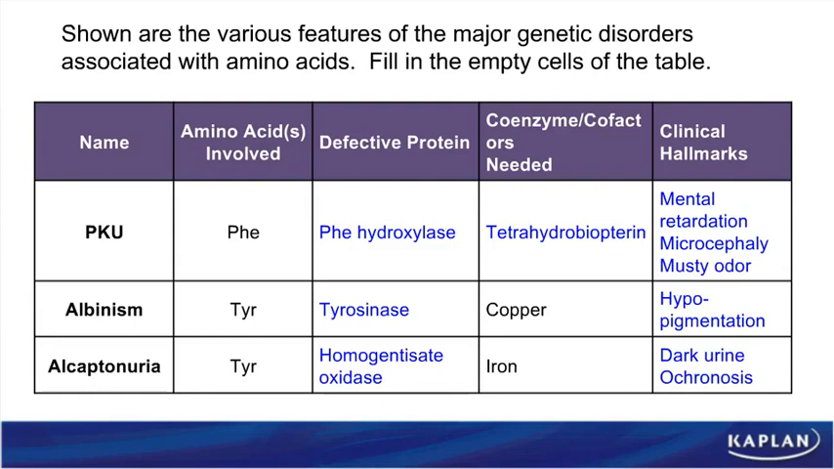Alkaptonuria involves a defective enzyme homogentisate oxidase, which converts tyrosine to homogentisate. The enzyme requires iron to carry out this conversion. When the enzyme is defective, the characteristic of alkaptonuria is dark urine. Also, ochronosis, that's the darkening of the cartilage, can occur.